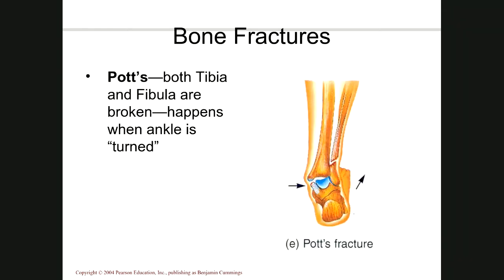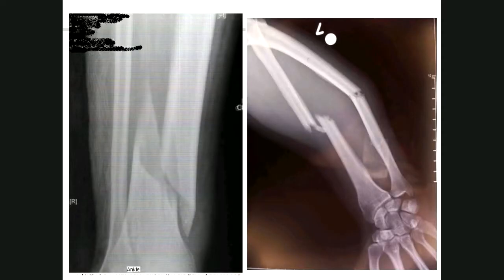Another common fracture happens down here near the ankle, and that is both the bones in the lower leg, the tibia and the fibula, also break. This is called a Pott's fracture, and it often happens when you turn your ankle very hard. So you can see some of these fractures. So we have a Pott's and we have a Colles fracture.